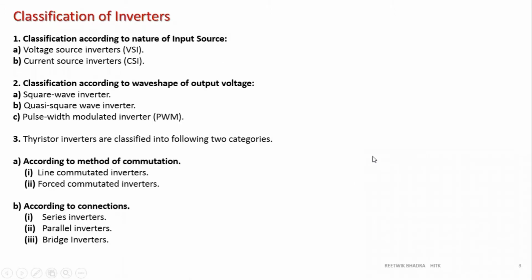Next, we'll go into classification of inverters. Like we had classified DC to DC converters, over here also we'll classify the inverters. Now, how are we classifying the inverter? First one is the voltage source inverter, according to your input source, that means we have a supply voltage source.